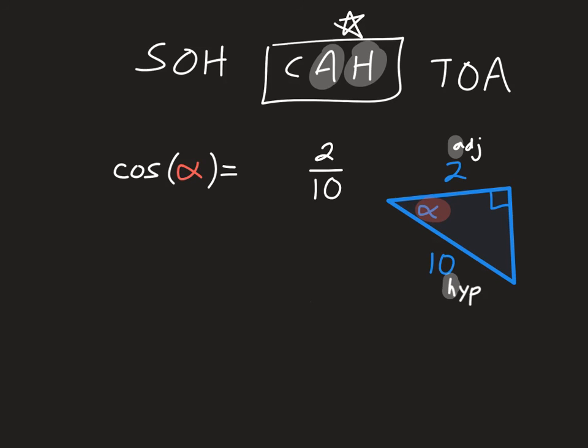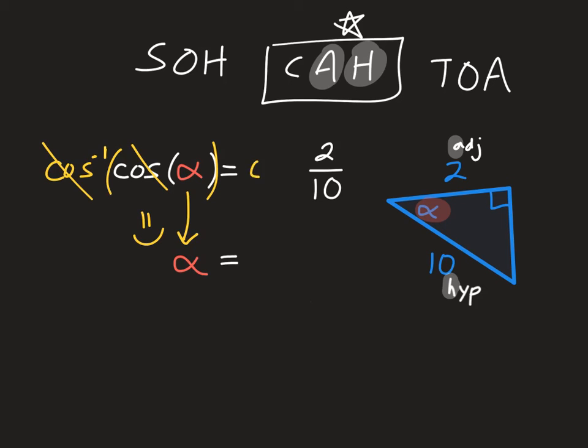My goal is to get alpha alone. That would be really nice. So that means I need to get rid of cosine. I need to undo cosine. I might look on my calculator for a hint on how to do that, and I would see that right above the cosine button is the inverse cosine button. So taking the inverse cosine of cosine will undo itself, and I will be left with just alpha, which is what I wanted. That's the unknown angle.